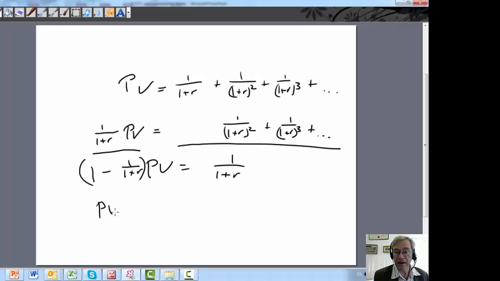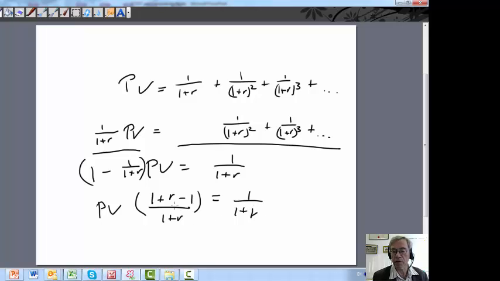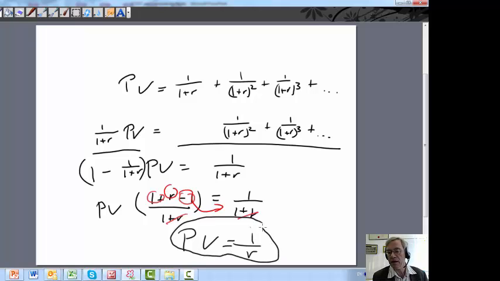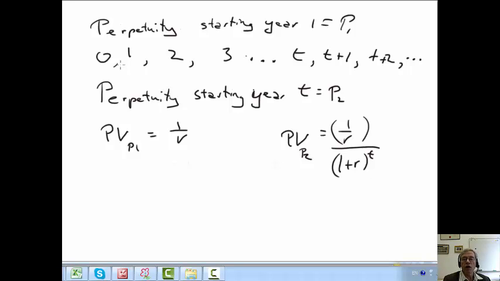So PV minus PV over 1 plus R is equal to 1 over 1 plus R. Subtract here, and the present value is simply equal to 1 over R. So the present value of a perpetuity of $1 a year is simply equal to 1 divided by the discount rate. From the formula for a perpetuity, one can derive the formula for an annuity.